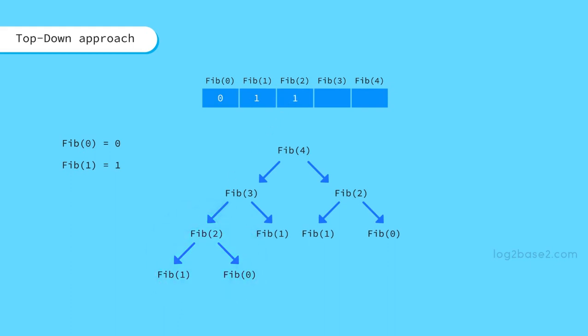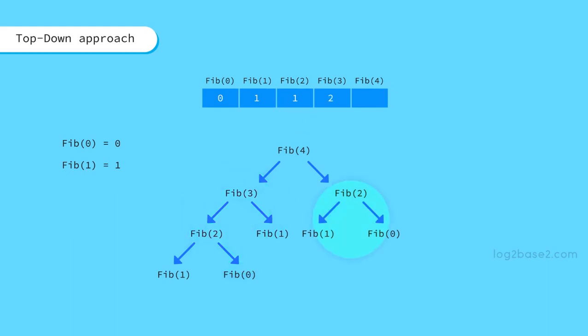Now fib of 3 will be calculated. It is not stored in the array, so compute it. That is fib of 2 plus fib of 1, that is 1 plus 1 equal to 2. So fib of 3 equals 2 and it will be stored in the array.